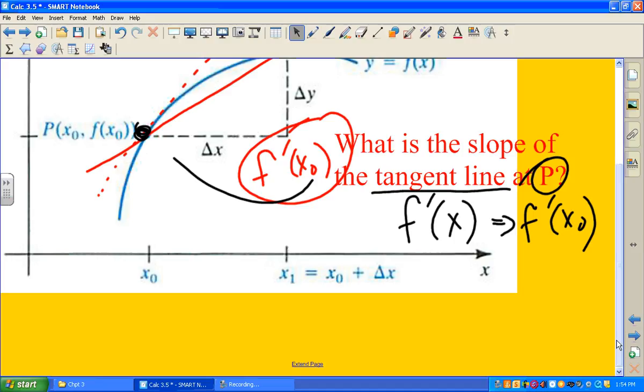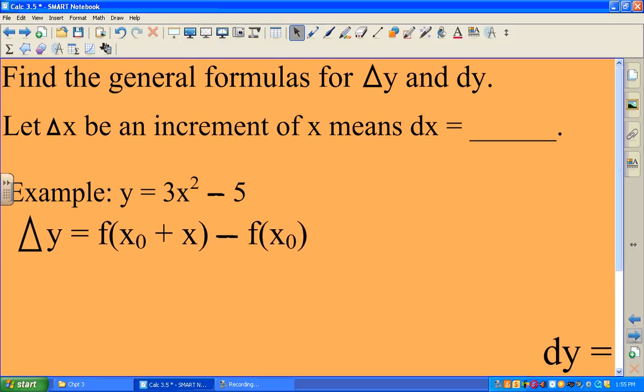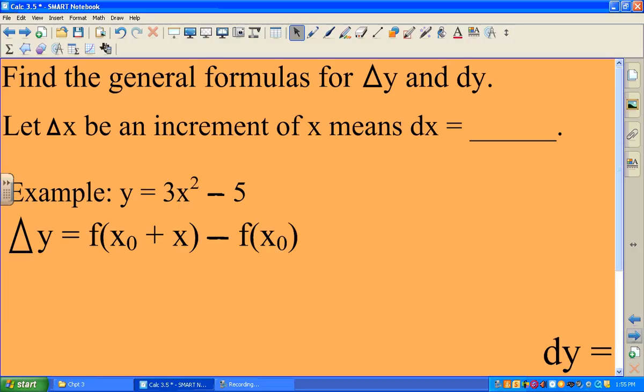Ready? I have no idea what's going to happen next, but I'm going to hit the button. All right. Find the general formulas for delta y and dy. Oh, I'm not even halfway through. Ready? Find the general formulas for delta y. Ready? This is a general formula right here.